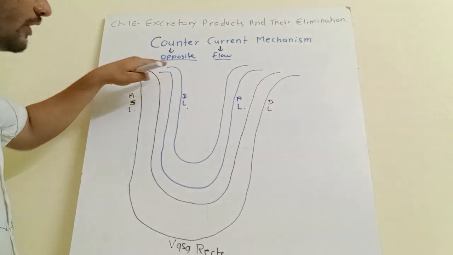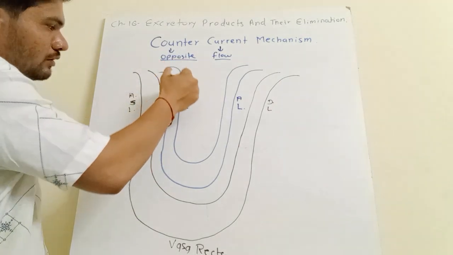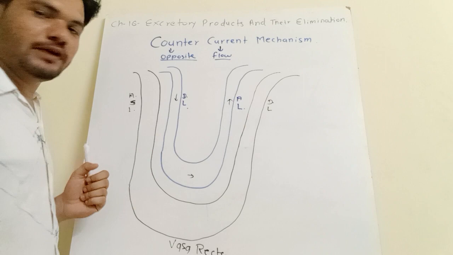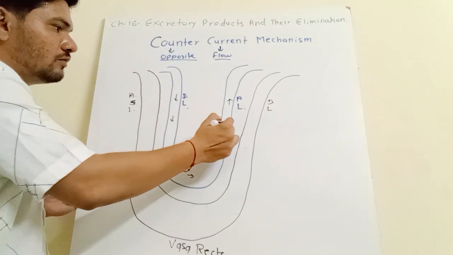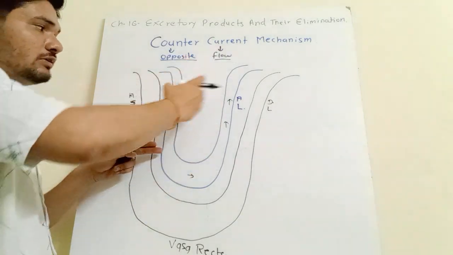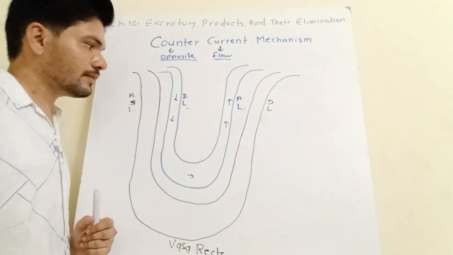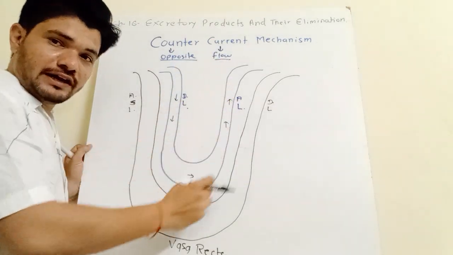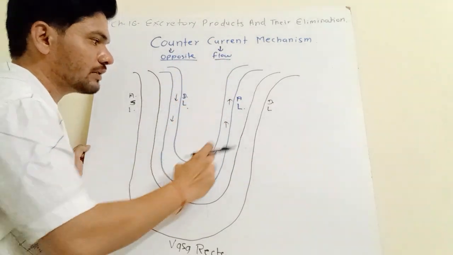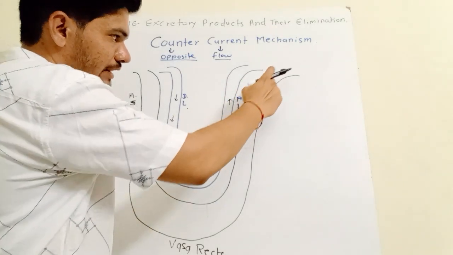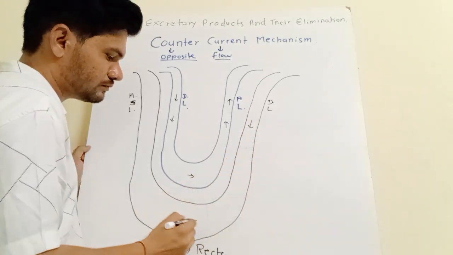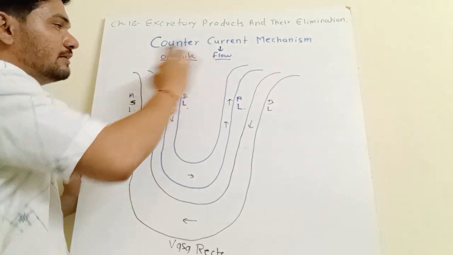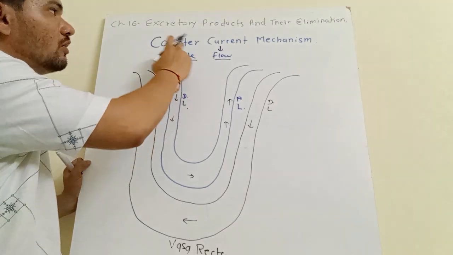So we all know that filtrate will go from the descending loop to the ascending loop in the loop of Henle, this way. So the filtrate is flowing in opposite directions, from descending to ascending loop, and that's why the term is counter current. Again, in the vasa recta, the blood is flowing from descending to ascending, like this. So it is also in an opposite direction. That's why the name is counter current mechanism.